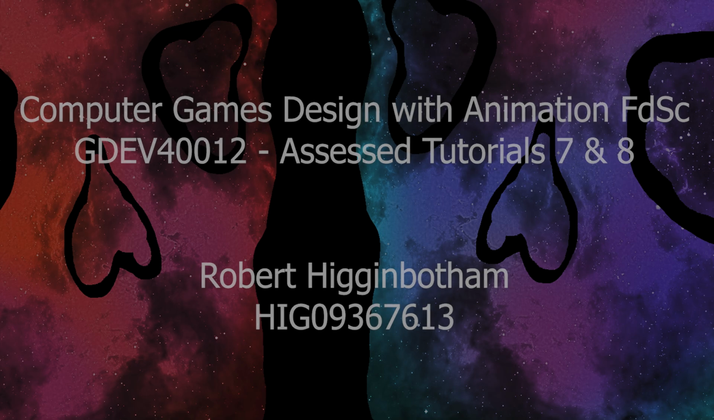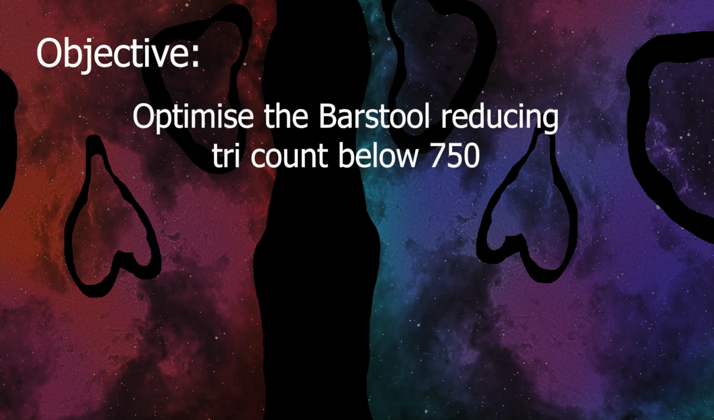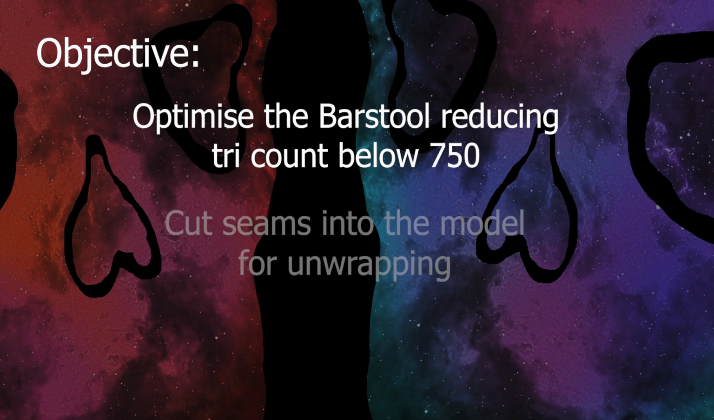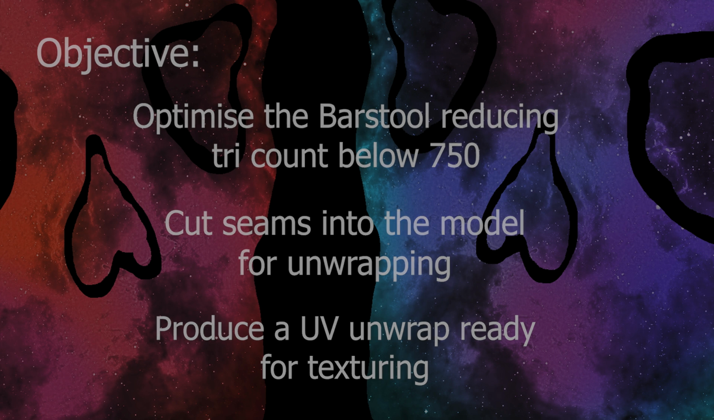The objectives of these tutorials is to optimise the Barstool produced in the previous video, to reduce the tri count to 750 or below. I'll then move on to cutting my own seams into the model before producing a UV unwrap. Once again, for this video I'll be following along with the guided tutorial to optimise and unwrap the model.